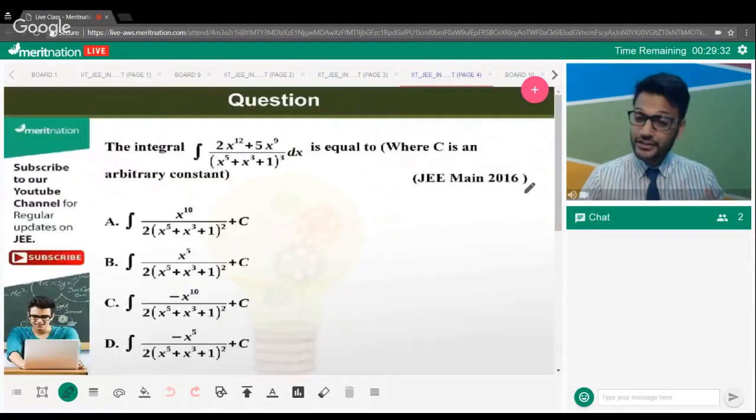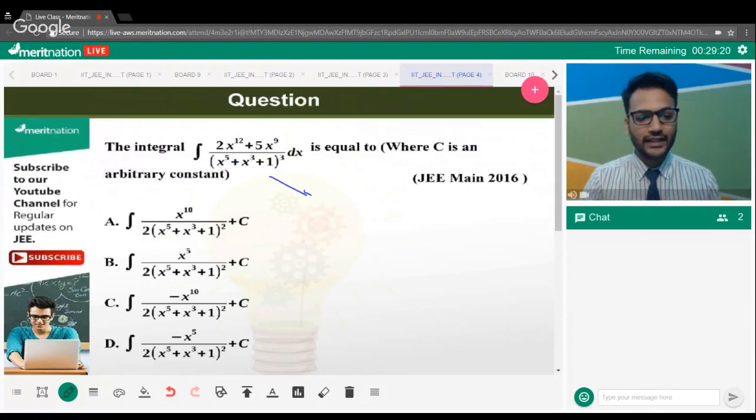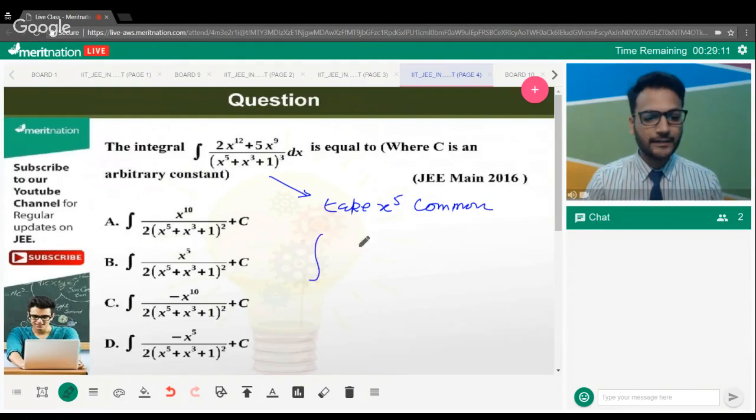Let's see one more question. These questions are common in JEE Mains 2016. We again have a similar question. So again, what we will do, we'll take x to the power 5 as common from the denominator. So over here, we'll take x to the power 5 common, right? What will we get?